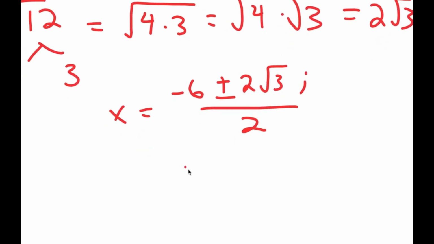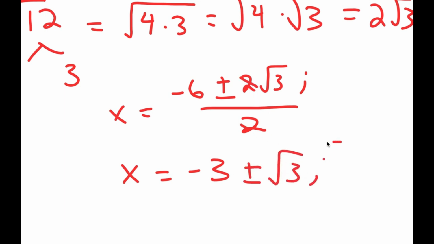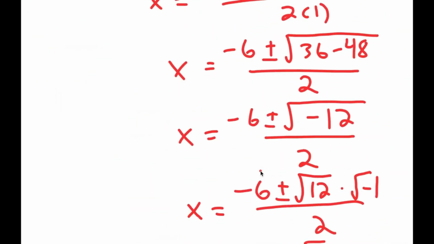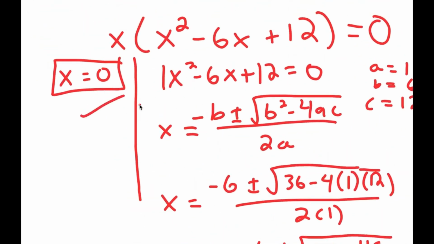Now if I divide my terms here by 2, I get x is equal to 3 plus or minus, these two cancel out, the square root of 3 i. So my three solutions are x is equal to 3 plus the square root of 3 i, x is equal to 3 minus the square root of 3 i, and x is equal to 0.